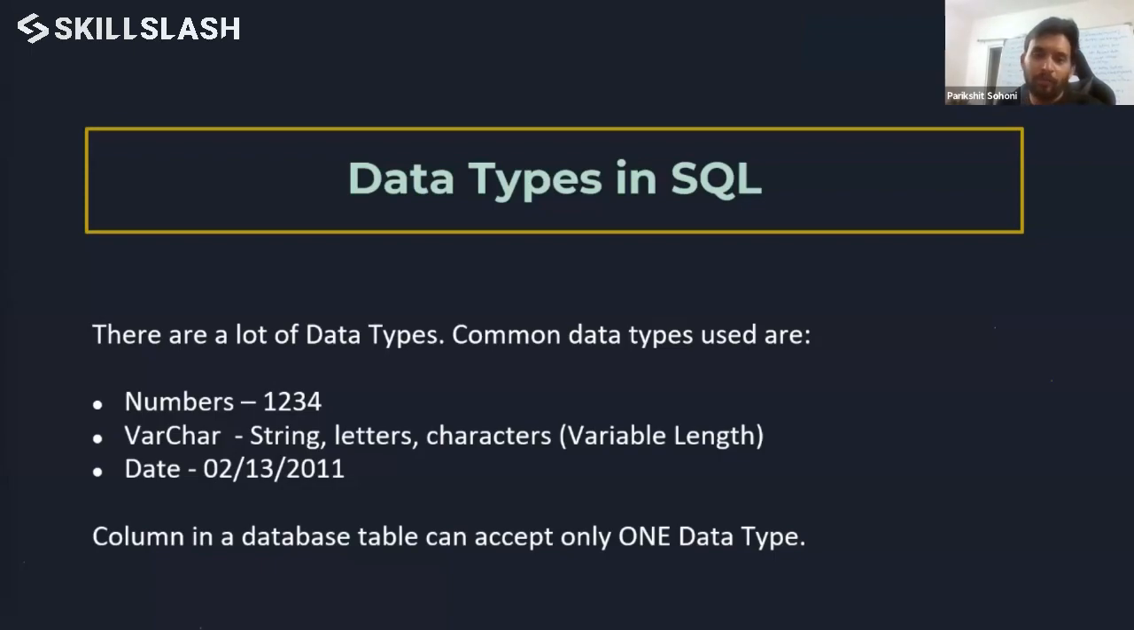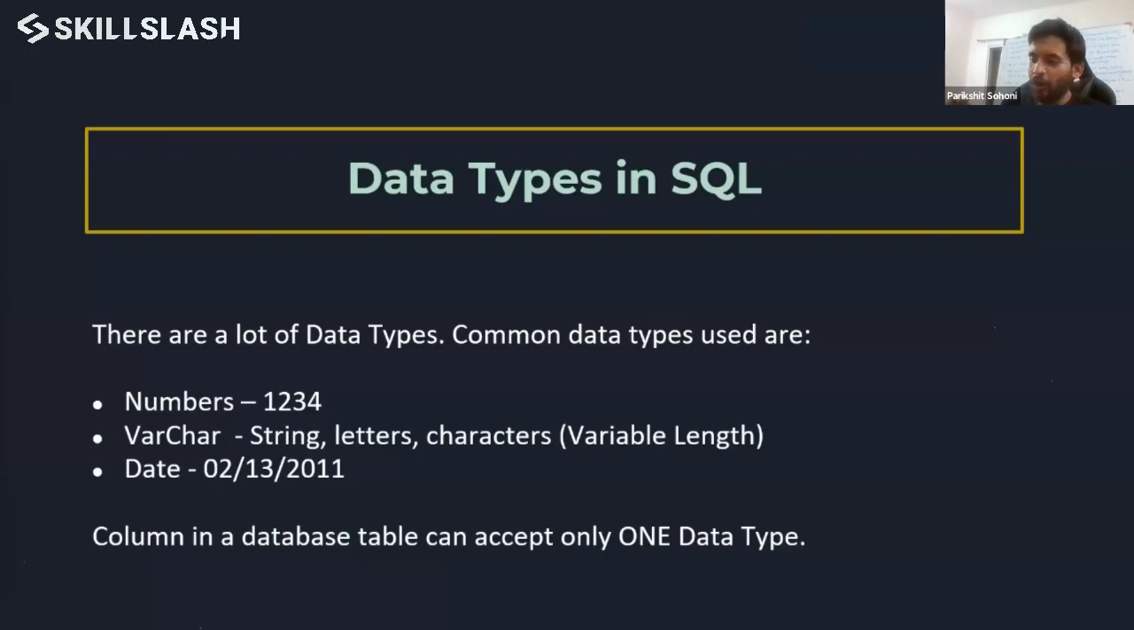Another important thing to remember here is that each and every column in our table is going to have one single data type. It is not going to be the case that my first column stores numbers in a few rows, and in a few rows it stores strings or characters, right? That is not going to be the case. That is not allowed in SQL.